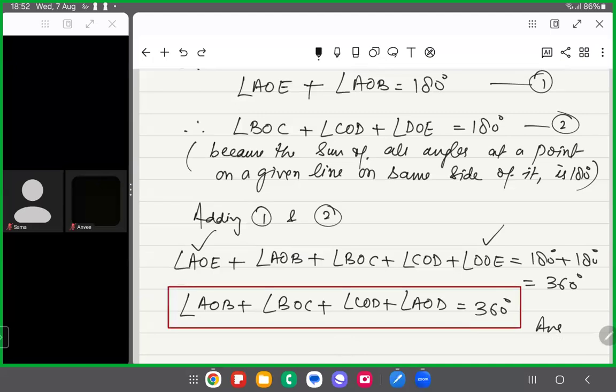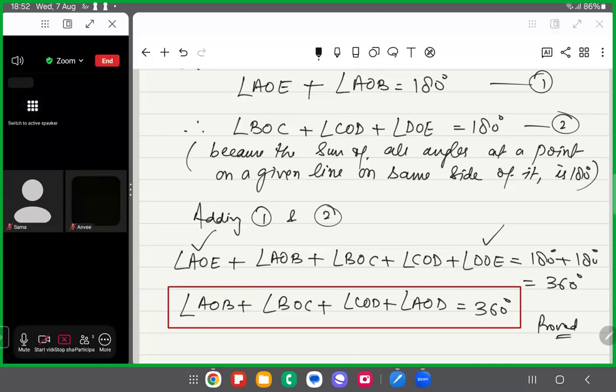Is that clear? So in this way we can prove that the sum of all the angles around a point is 360 degrees. Is that clear? Sama, Anvi.